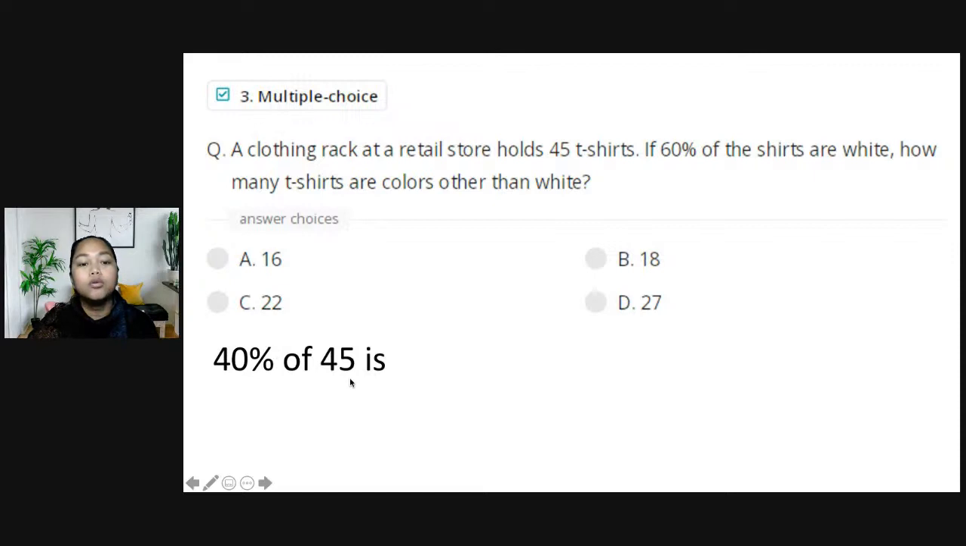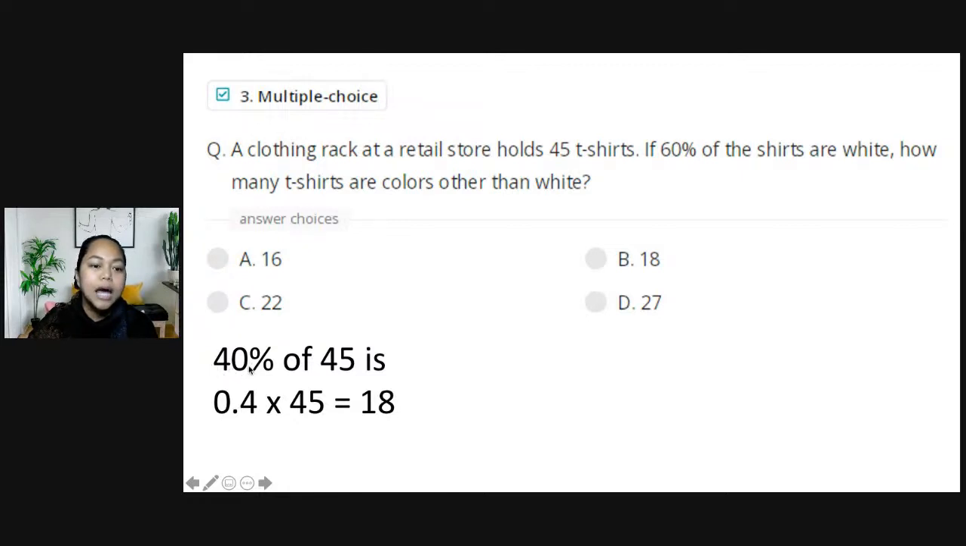And "is" would be equal. Okay, so the equal sign is "is". And so if you are going to write this as an equation, that would be 0.4 times 45 equals blank. Okay, so it became 0.4 because we removed the percentage sign and wrote this as a decimal.